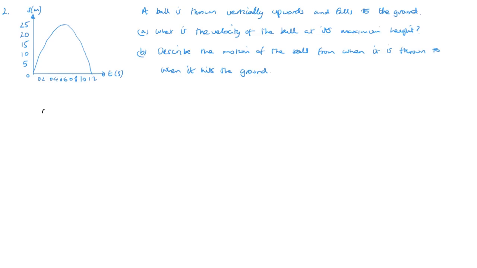Okay, so part A. What is the velocity of the ball at its maximum height? So at its maximum height, the velocity is 0 meters per second. Because we're going up and we're slowing down until we hit 0, and then we are accelerating in the opposite direction.